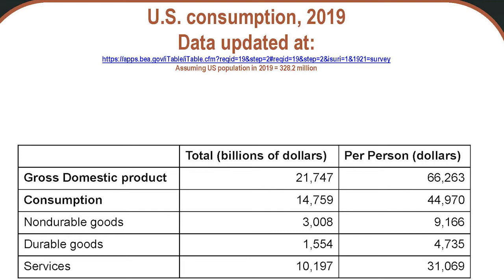The consumption component of GDP amounts to about $14.7 trillion, or roughly $44,900 per person. We can break that consumption down into three different categories: non-durable goods, durable goods, and services. Services actually amounts for the greatest portion of expenditures. You can also look at how the total expenditure is broken down per person on the far right column.